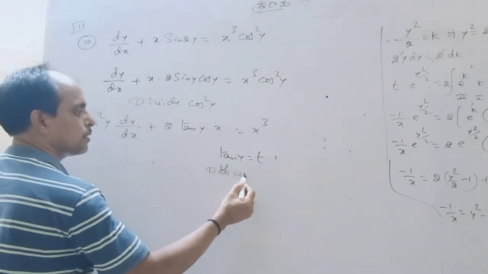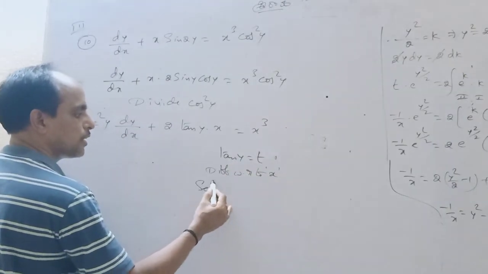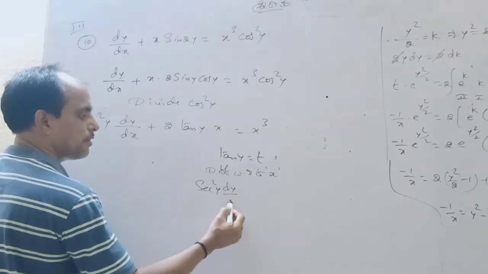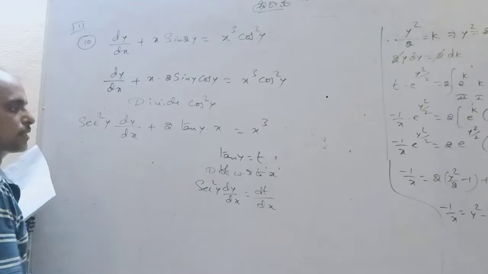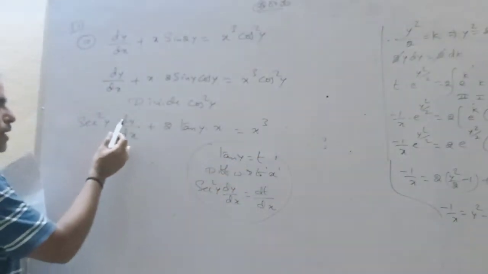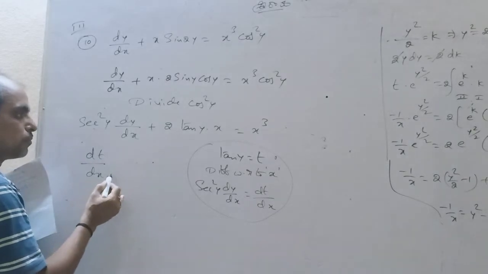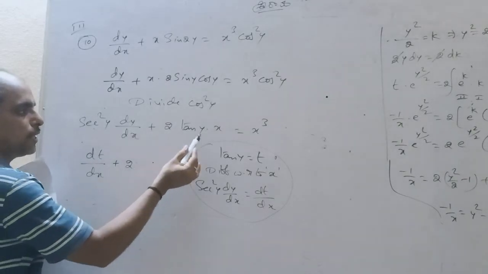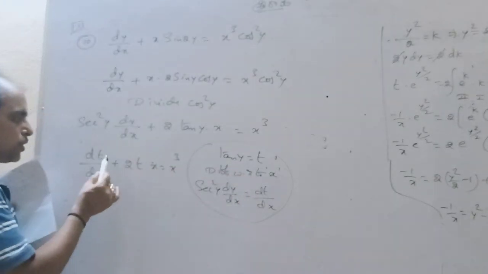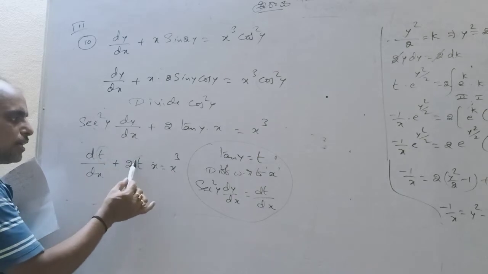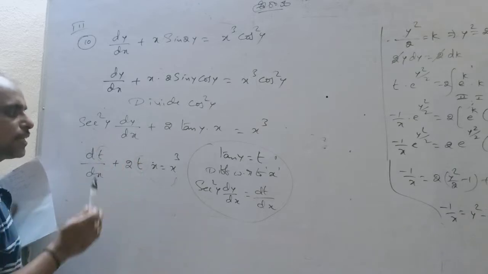Differentiate with respect to x. Now what is the derivative of tan y? Secant square y into the derivative of y, dy by dx, and the derivative of t is dt by dx. Now replace secant square y into dy by dx with dt by dx, plus 2 into tan y, that means t, into x is equal to x cube. You see, here is t and here is t. Now the remaining two terms are in terms of x. Now it is a linear differential equation.